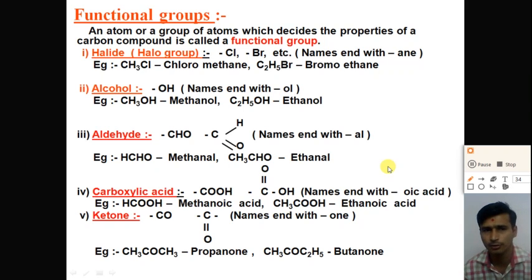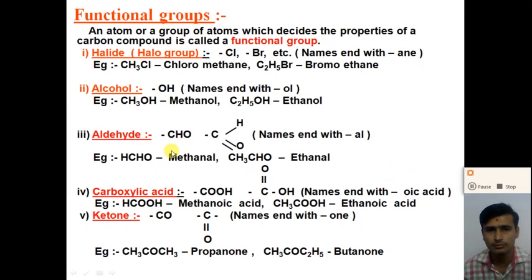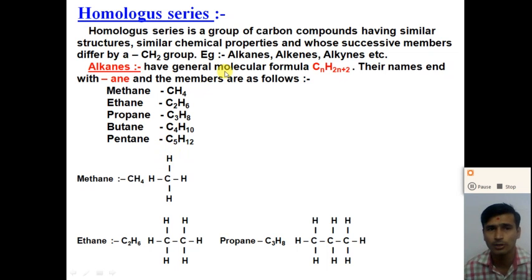Halide group, halo group, alcohol group, aldehyde group, carboxylic group and ketone group, right? So now next let us revise the homologous series. What do you mean by the homologous series? The homologous series is a group of carbon compounds having a similar structure, similar chemical properties, and whose successive members differ by the CH2 group.